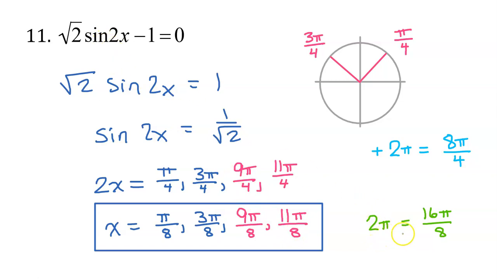Notice that 2 pi is equal to 16 pi over 8, so these additional solutions that we found are less than 2 pi. Also notice that if we tried to add 2 pi again by adding 8 pi over 4 to 9 pi over 4, we would get 17 pi over 4. When we divide by 2, that would give us 17 pi over 8, which is bigger than 2 pi. So that's why we stopped here.